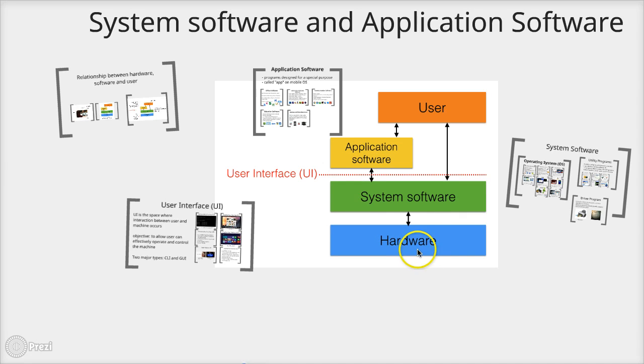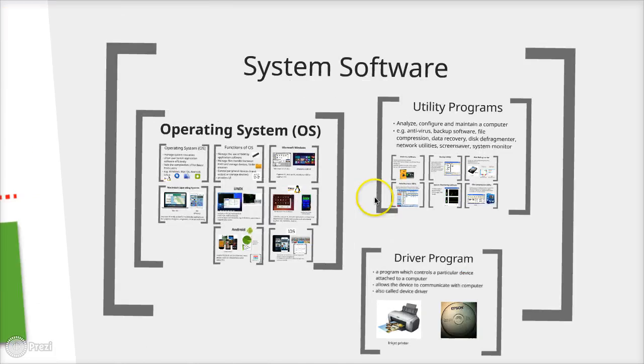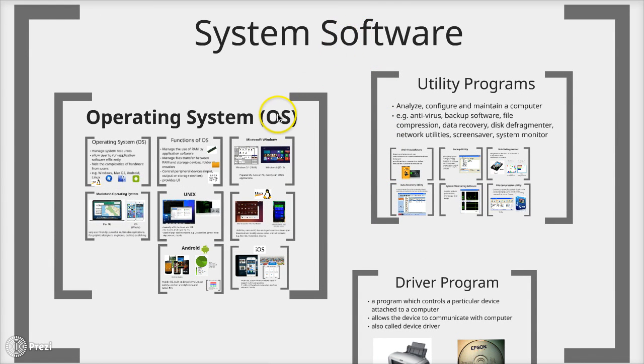And next, we will talk about the system software, that is, the software which provides the user interface in this relationship diagram. So actually, it is composed of three components: operating system plus utility programs plus driver programs. So let's talk about the operating system first, the OS part.